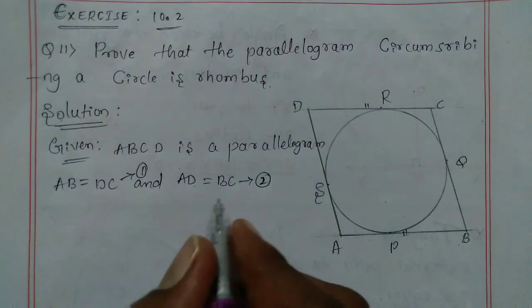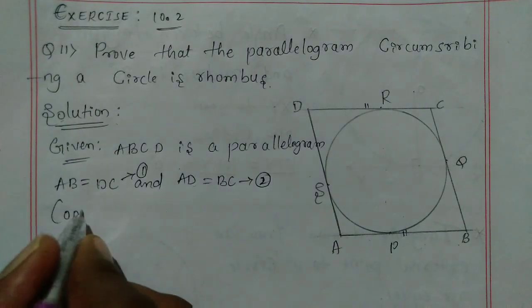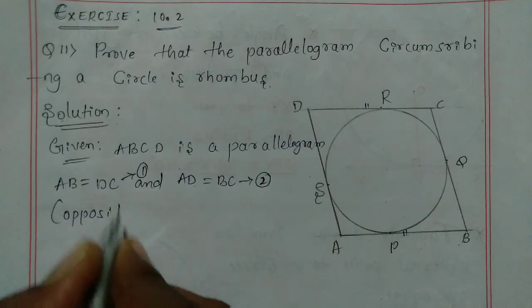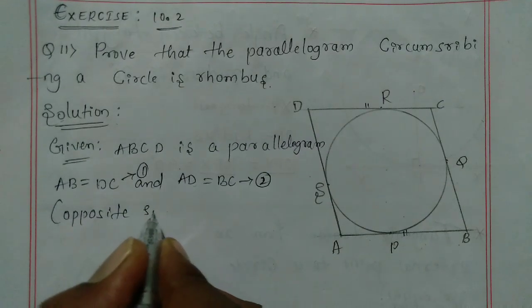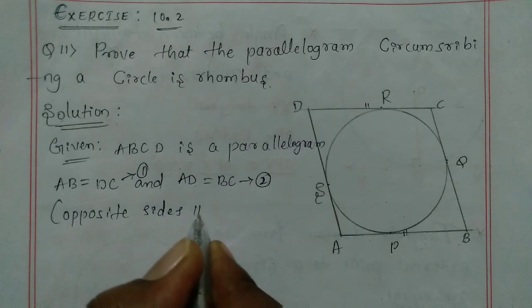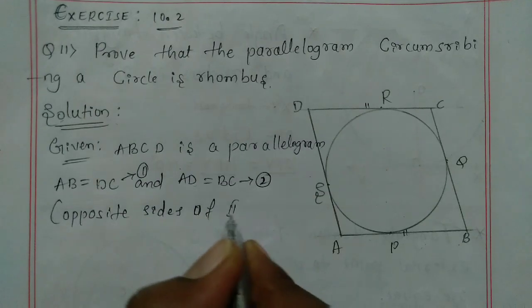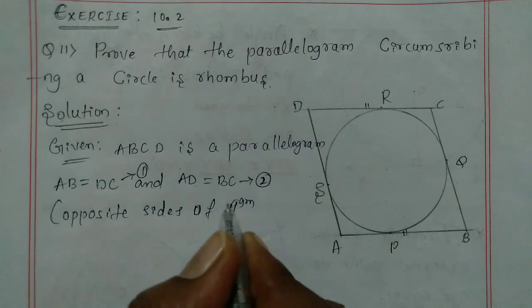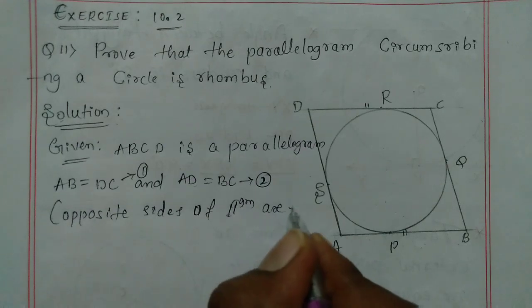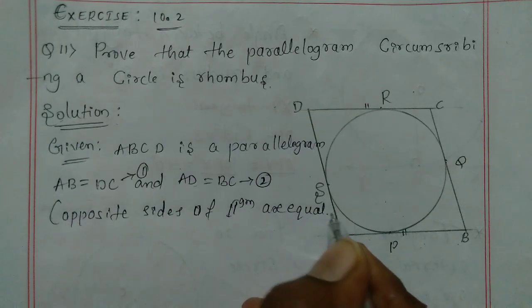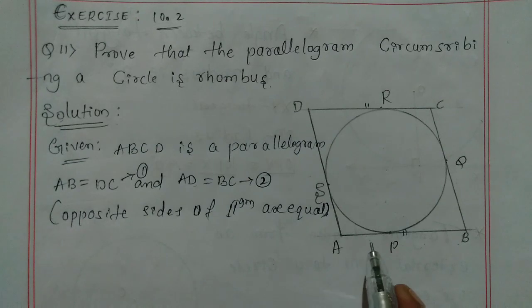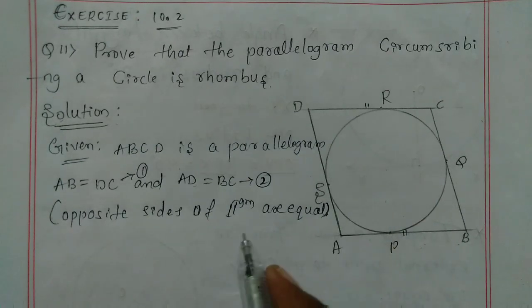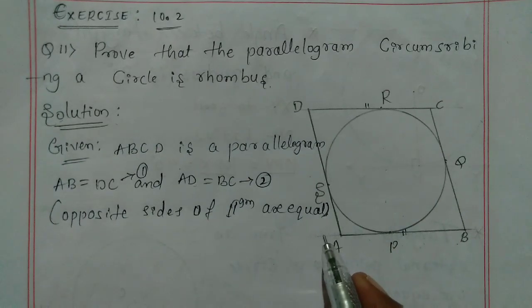Okay, why these two are equal means opposite, you can write here opposite sides of parallelogram are equal, you can write. Okay, so in parallelogram opposite sides are equal. This is one property of parallelogram.